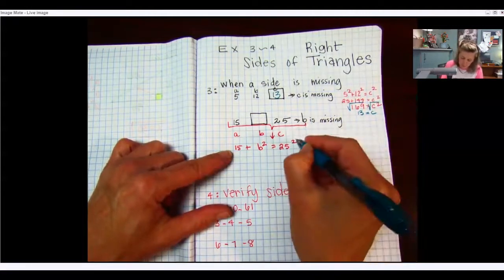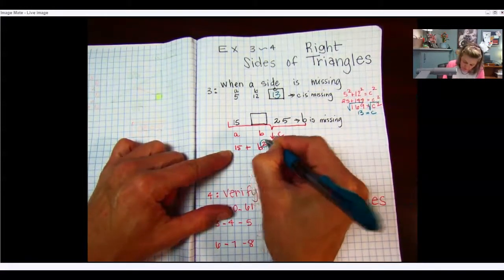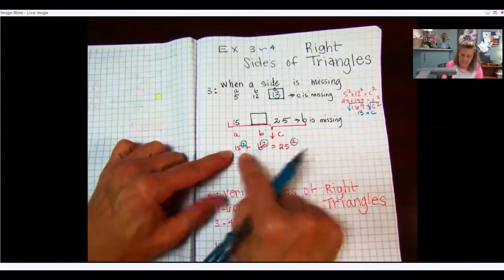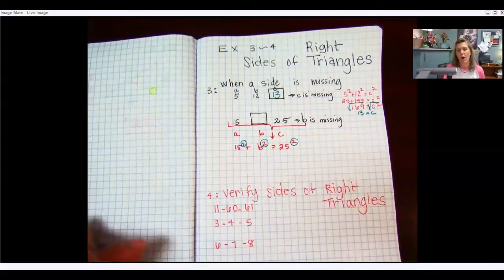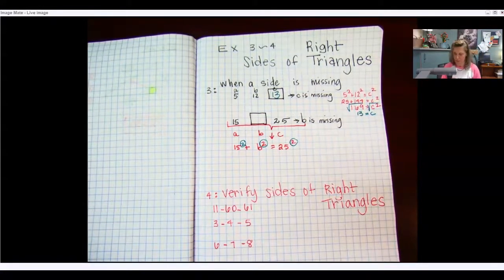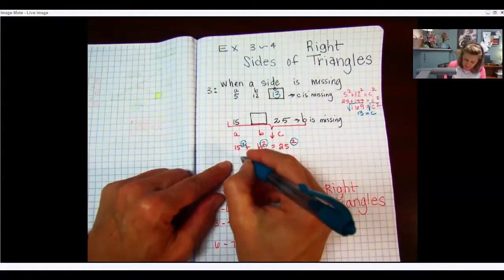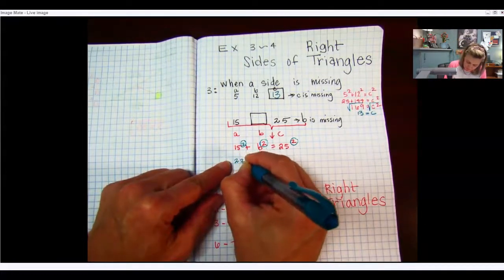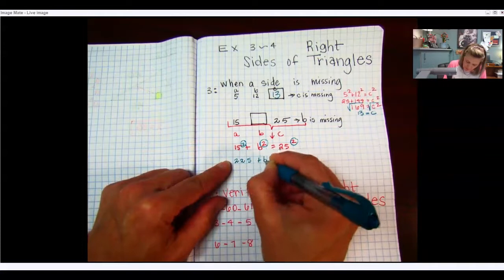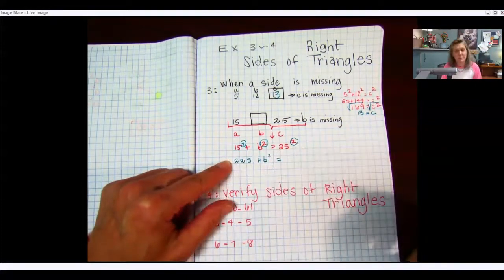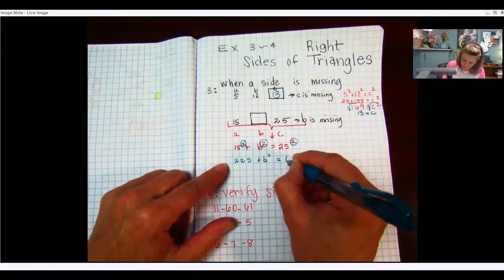It is super important that you don't lose these little 2's like I just did on that one. Make sure they all have 2's in the first line of your work. All right, here we go. So I am going to do 15 times 15, which is 225, plus B squared. And 25 times 25 is 625.